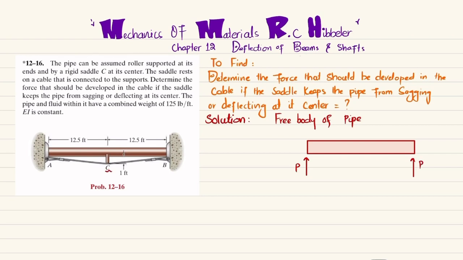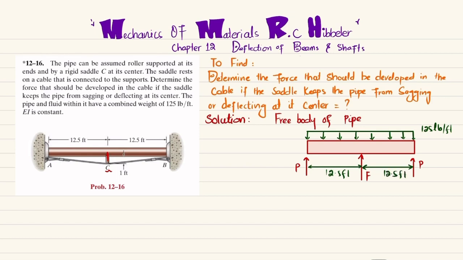And at the center C we have a saddle which exerts a vertical reaction force on this pipe, and this force is also taken as upward. So I will take it upward at the mid. Let this force be F, that the saddle applies on this pipe, and there is a uniformly distributed load. Clear? Due to the weight of the pipe and the fluid that it carries. We will take this uniformly distributed load as 125 pounds per feet. The distance between these two is 12.5 feet, and this distance is also 12.5 feet.